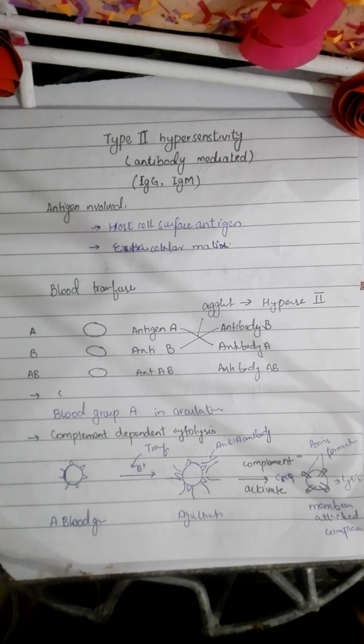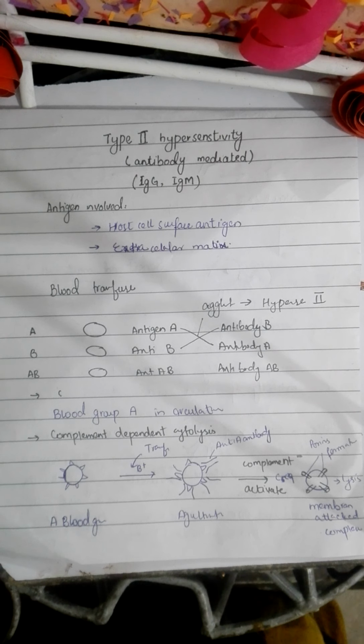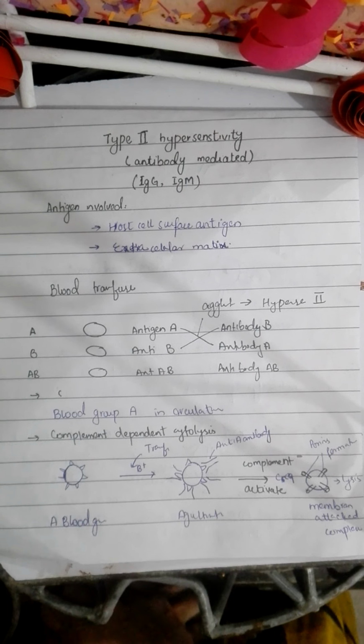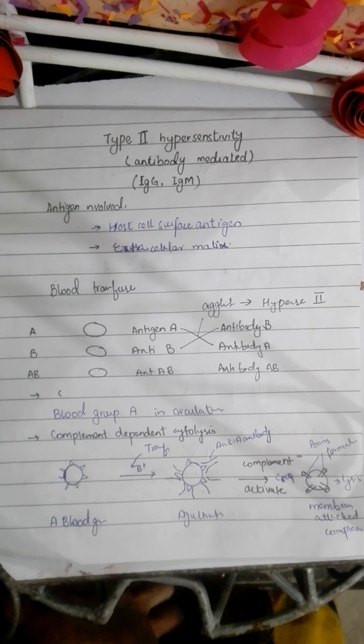First of all, you have to know the major keywords and key points used in type 2 hypersensitivity. First, the two antibodies, IgG and IgM, are the key points or keywords of type 2 hypersensitivity, and this is antibody mediated hypersensitivity.